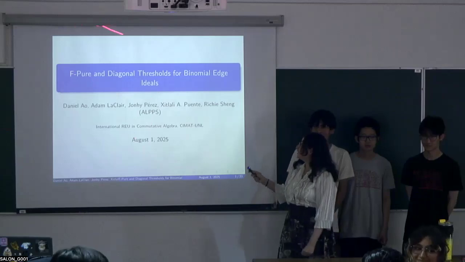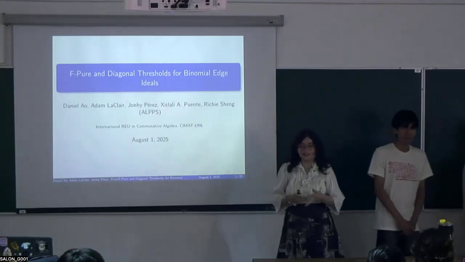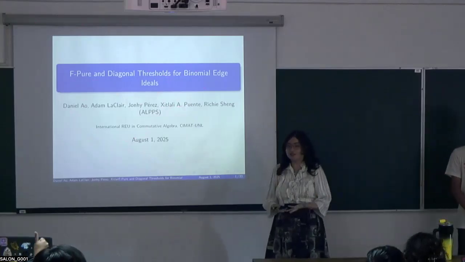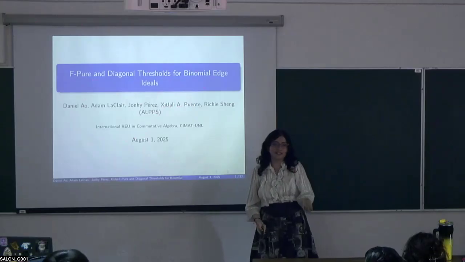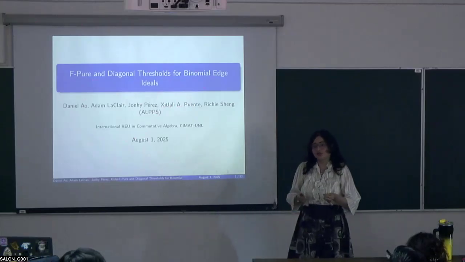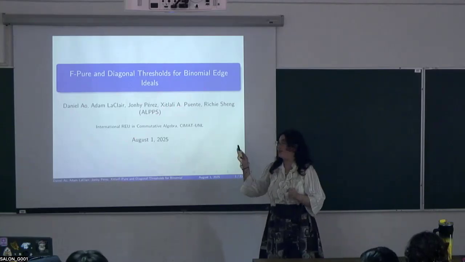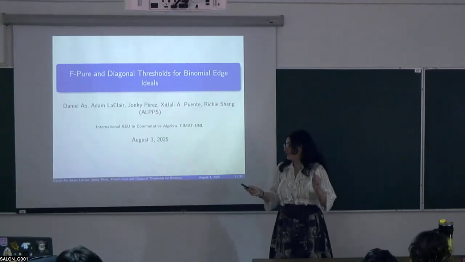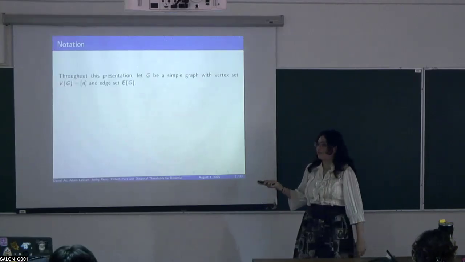So these two thresholds are important invariants in characteristic P. They measure the singularities of the rings. In this case, they are also going to give us combinatorial data from the graphs, as we are going to consider binomial ideals. First of all, I want to introduce some notation.